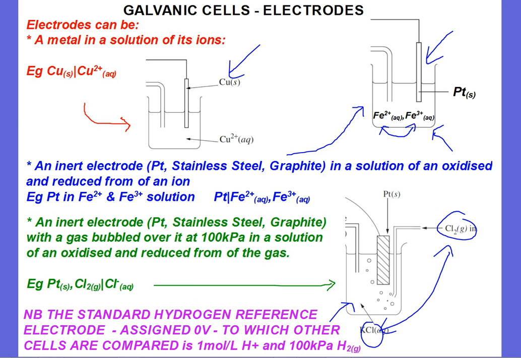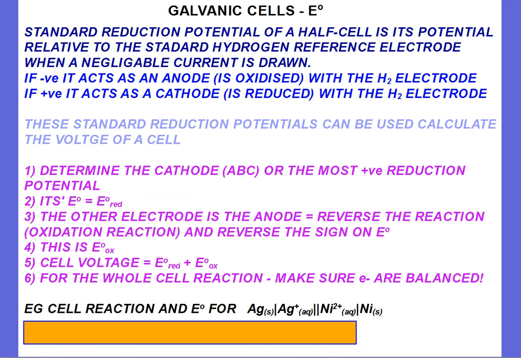So looking at galvanic cells and E0, those standard reduction potentials we talked about are the potential of that particular half cell relative to the hydrogen reference electrode. If you get a negative potential for E0, that means that cell acts as an anode with respect to the hydrogen reduction cell, but if you have a positive E0 value, that means it's acting as a cathode when you put it in connection with the hydrogen reference cell. But you can use those standard reduction potentials to figure out the voltage of any given cell. And there's a series of rules which you always use to figure out the E0 value of a cell, or the cell potential.